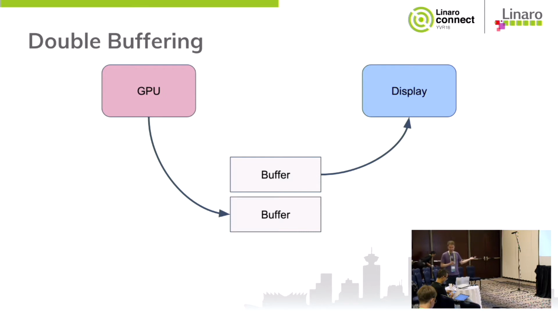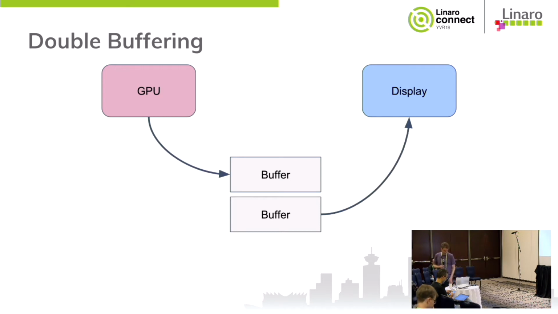The canonical solution to this is to use double buffering. Basically, you just have 2 buffers, and you have the GPU write into one buffer, and the other buffer being displayed, and then on the vsync, you just switch the pointers, and you can go on like that without any tearing.